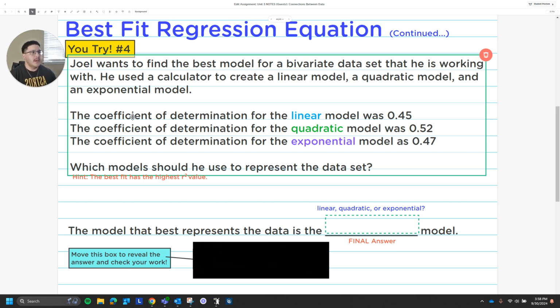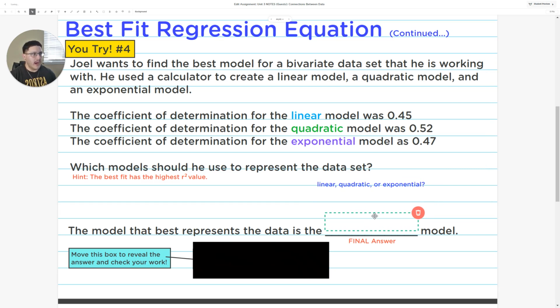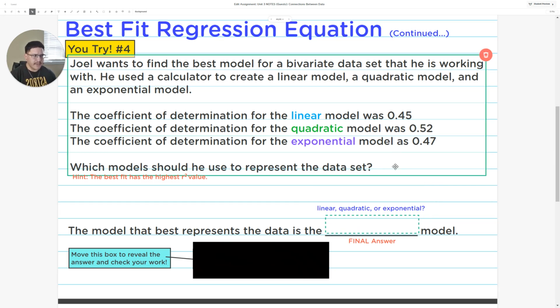There's your answer. So if you would like, you can pause this video, although it's probably not going to be for too long. Pause the video, try this problem out, and see if you can get the right answer. Otherwise, I'm going to continue on and show y'all what the answer is.